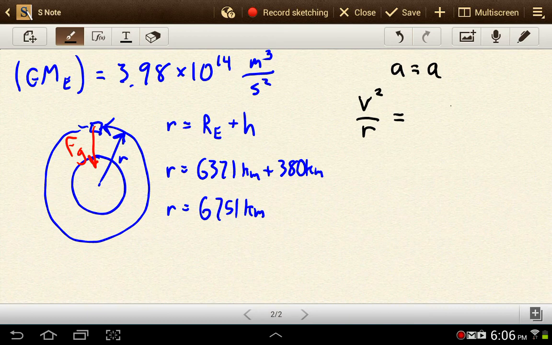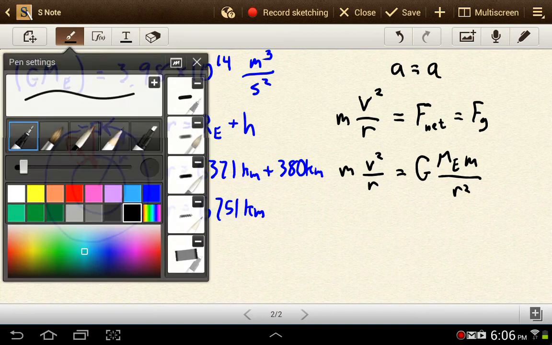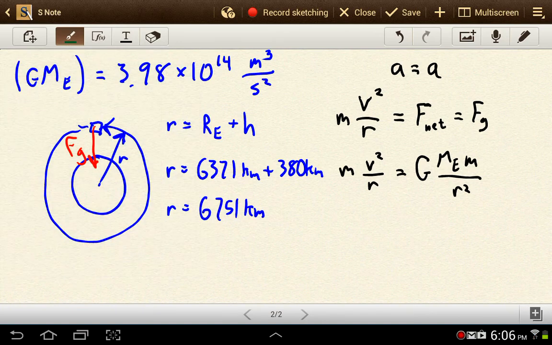And on the other side, let's go with m times that equals F. That's the net force, and really the only force on it is gravity. So what I want to do now is go m v squared over r. This little m is the mass of the station. That is going to equal big G times the mass of the Earth times the mass of the station over the radius of the station's orbit squared. Now you can see pretty easily, I think, in dark green, I like dark green, that these r's cancel, and the little m's cancel.